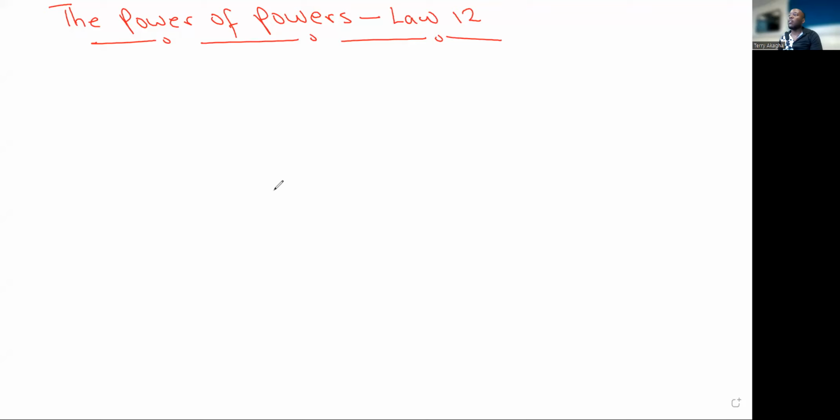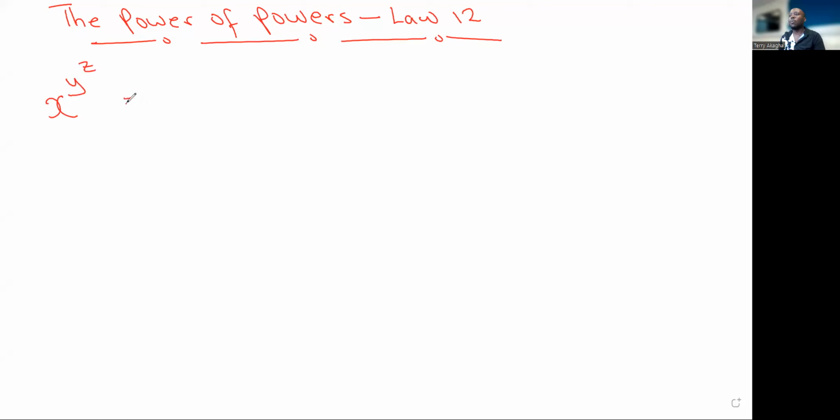So we're going to talk about the last law, which is the power of powers. As I always say, try as much as possible to review the previous video, and especially law 4, because this is just a step further from law 4, all right? So the power of powers talks about when you have an index like this, x raised to the power y, and y is raised to the power z.